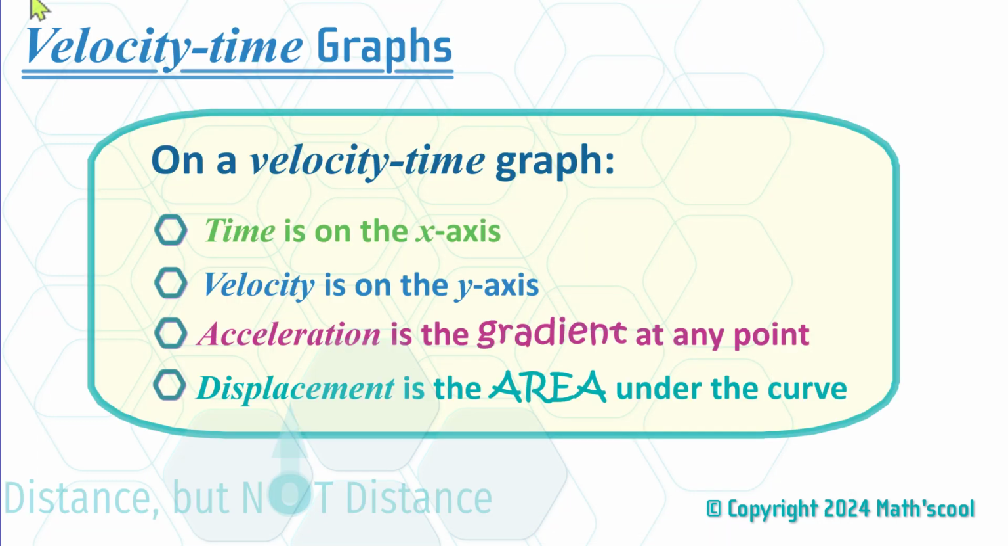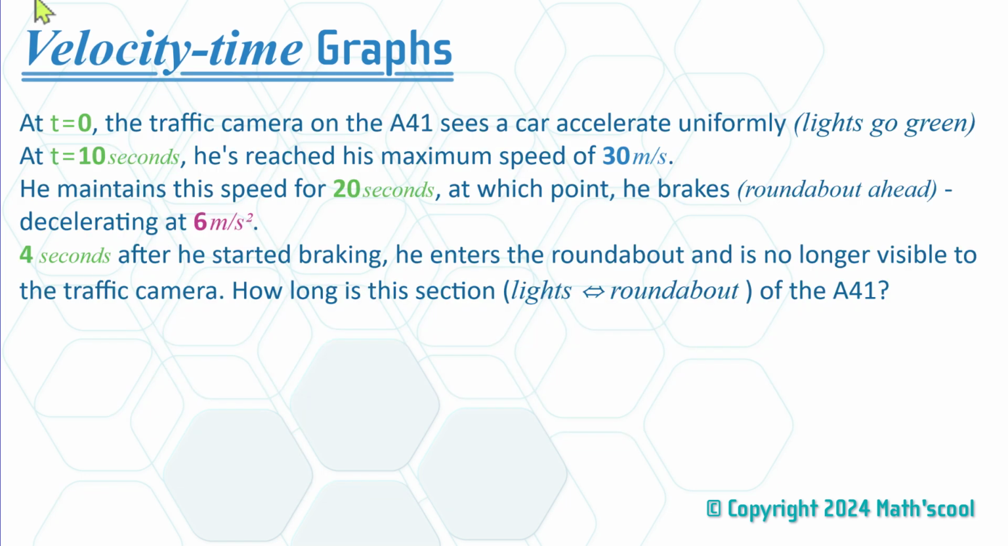Okay, so on our velocity time graph, time is on the x-axis, velocity is on the y-axis, acceleration is the gradient at any point, and as we talked about before, displacement is the area underneath the curve. So if we want to find out what the distance travelled is, we'll work out what the area underneath the curve is.